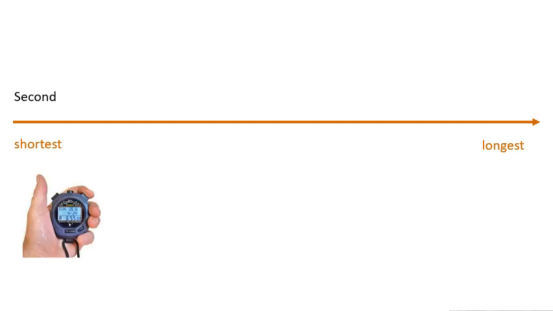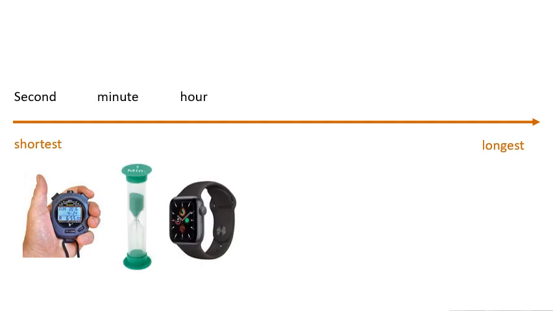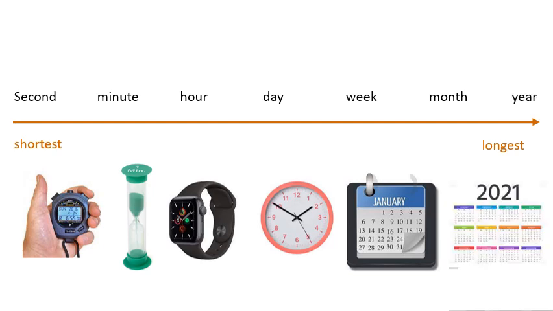Various events go for different durations of time. We're going to look at ordering these events from shortest to longest, so what takes the least amount of time to what takes the most amount of time. If we think of our units of time, the smallest unit we're going to look at today is seconds, then minutes, hours, days, weeks, months, and years.